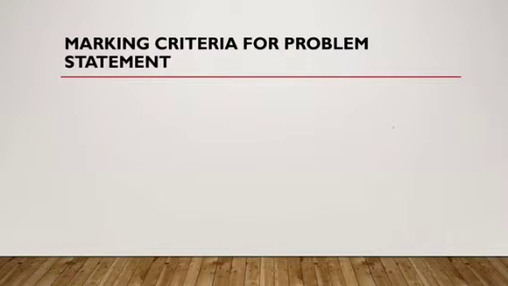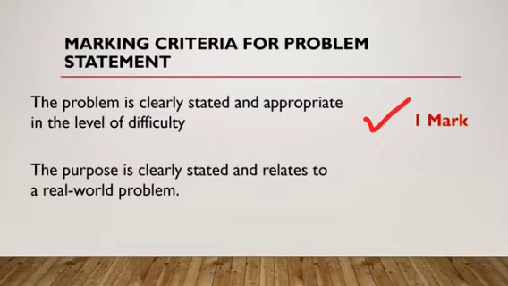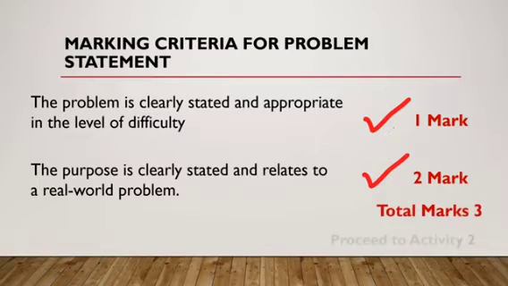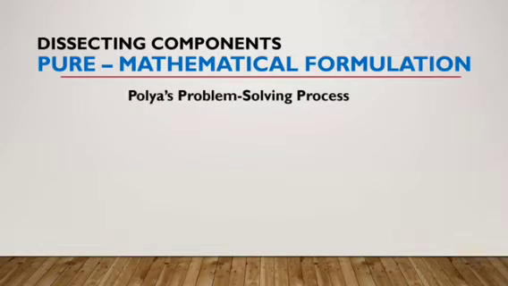Once you have completed your problem statement, you can juxtapose your problem statement with your marking criteria. If the problem is clearly stated and appropriate in level of difficulty, then 1 mark is allocated for this. If the purpose is clearly stated and relates to a real-world problem, then you are allocated 2 marks for a total of 3 marks. Looking at page 4, section A, the first 3 points there is reflective of Colliers' problem-solving process. Let us see if I'm speaking the truth.